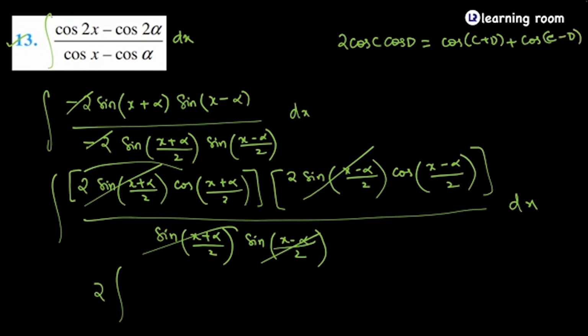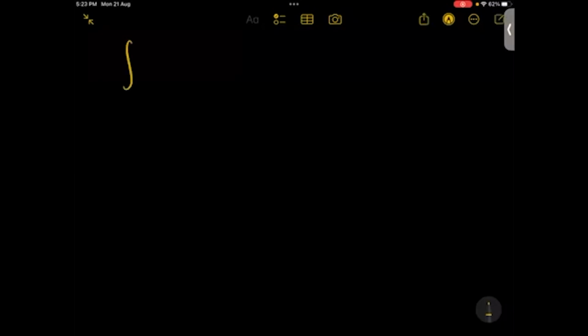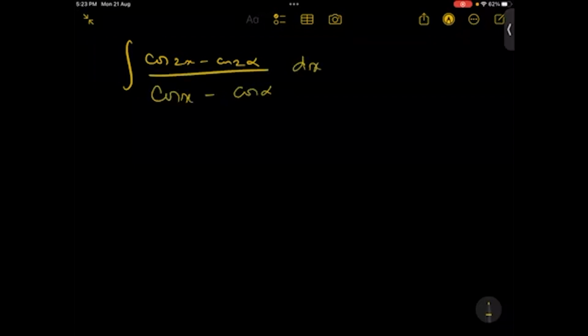So what should I write it as? Understand the logic here. There are 2 2's here. One of the 2's I took out, that is this one. Okay. I am writing. So what was the question? Integral of cos 2x minus cos 2 alpha, the whole divided by cos x minus cos alpha dx.